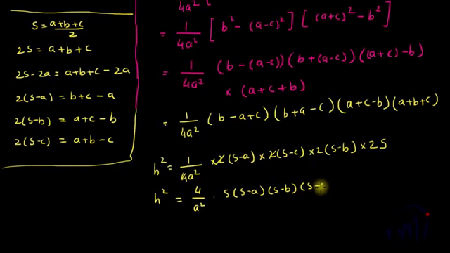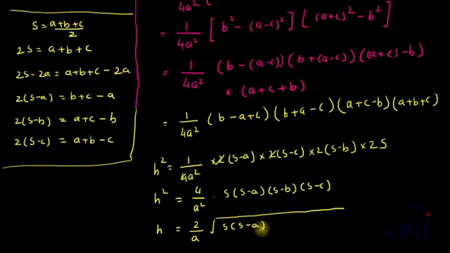Or if I take square root on both sides, h can be written as square root of 4 is 2, square root of a square is a. We have to take only positive terms because lengths are always positive, and this we have to put under the sign of square root. So height will be 2 by a multiplied by square root of s multiplied by (s minus a) multiplied by (s minus b) multiplied by (s minus c).